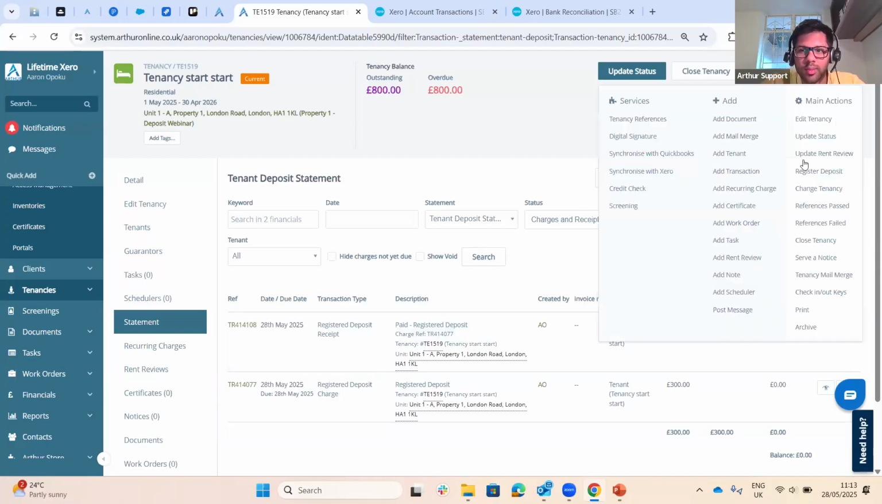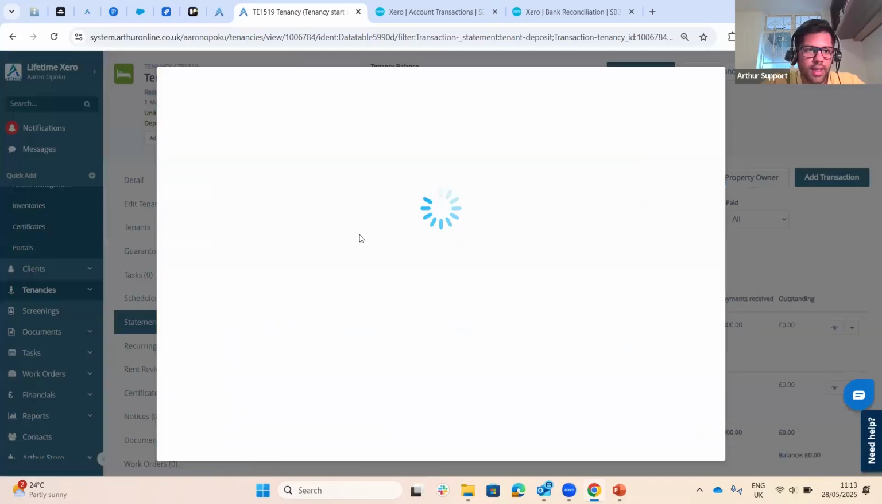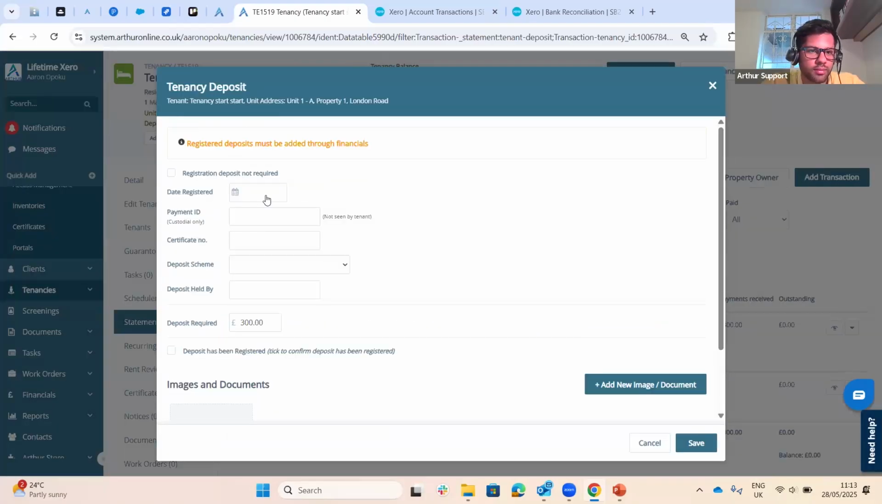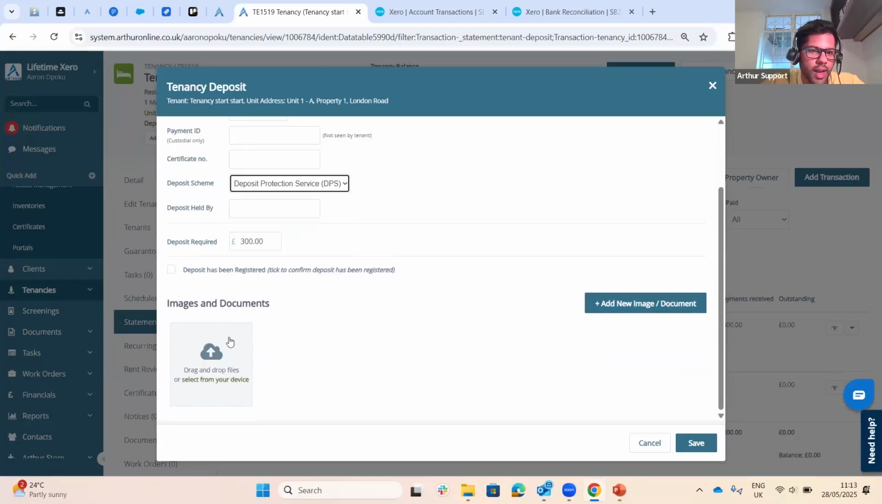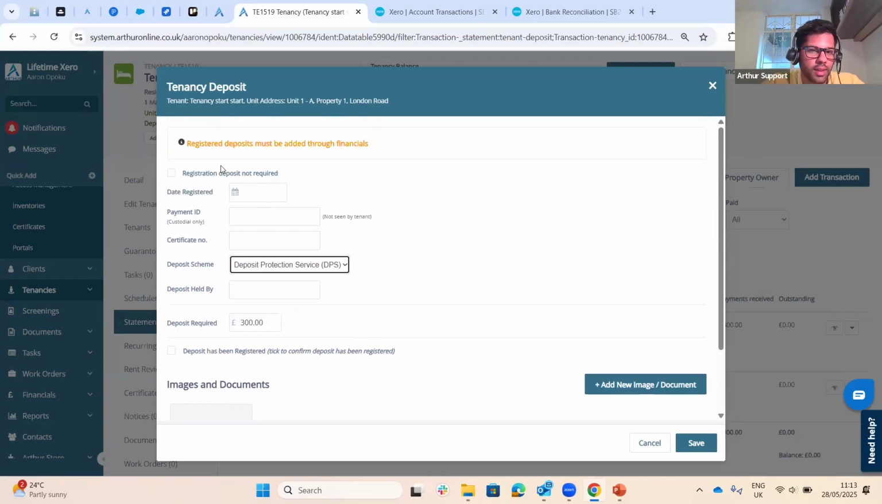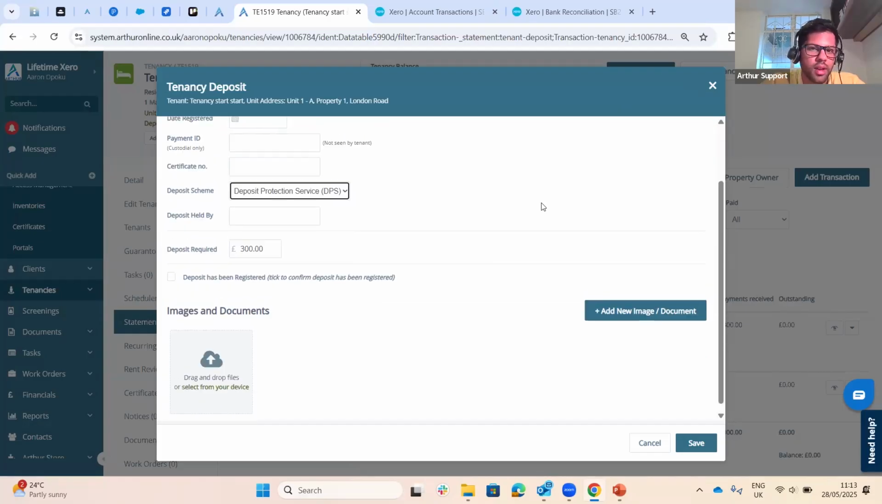You can register the deposit here in the more drop down, where you can add the details of the custodial scheme once you've sent the money over. So all this information can be added and any documentation can be added in here as well. But in terms of transactions, you would not create any transactions within the Arthur statement.